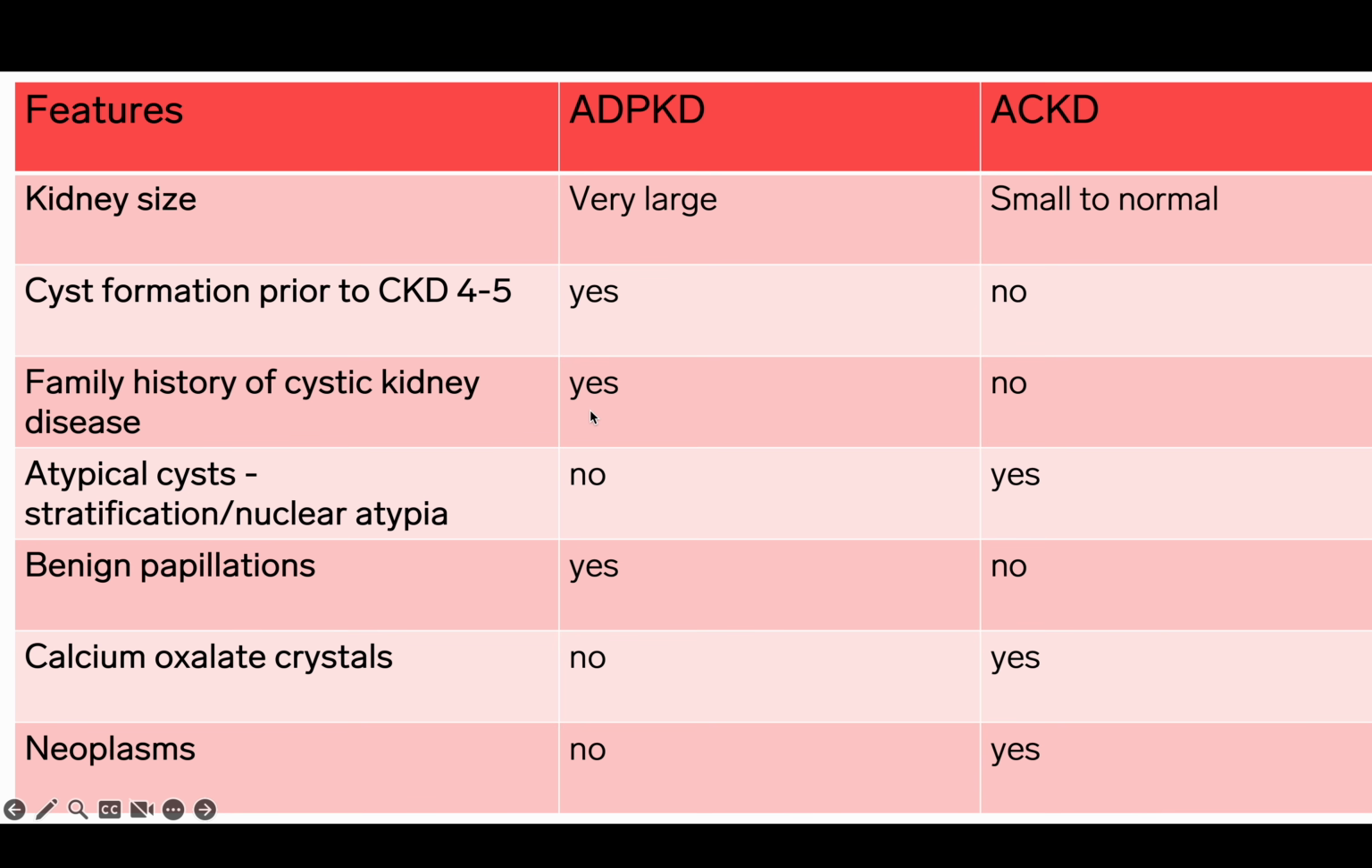Autosomal dominant PKD, of course, has a family history. Atypical cysts are limited to acquired cystic kidney disease, although autosomal dominant PKD does have the distinctly benign papillations that I demonstrated in the earlier talks about that entity. Calcium oxalate crystals are largely present only in acquired cystic kidney disease as well as renal neoplasms.